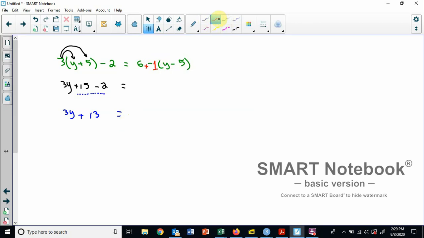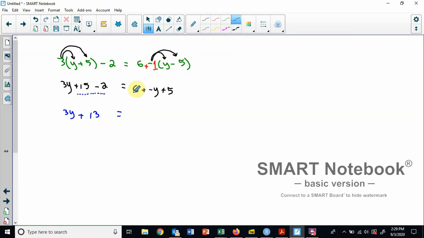So when I distribute this, I'll bring down my 6, bring down this plus sign, and distribute this negative 1. So negative 1 times y is negative y. Negative 1 times a negative 5 is positive 5. So just being very careful distributing this minus sign to all these terms in here.